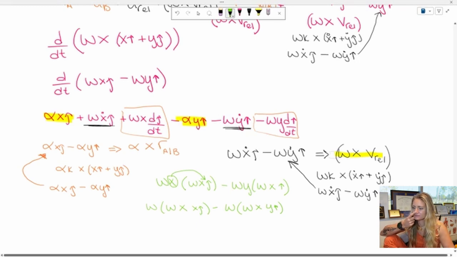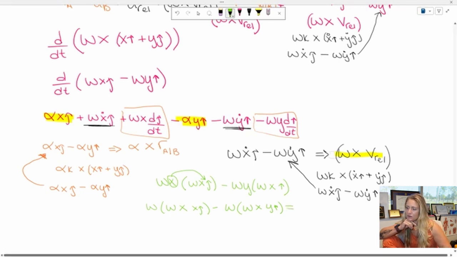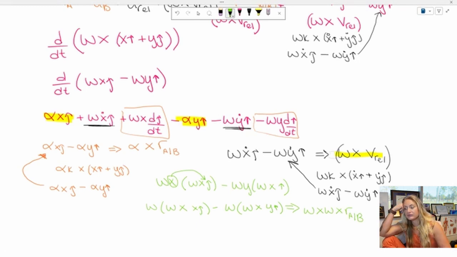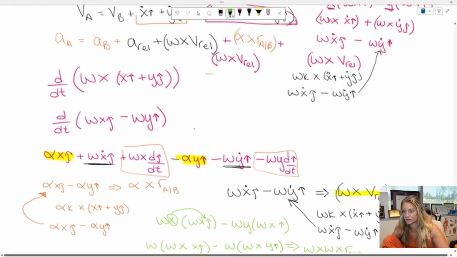And then, do I want to substitute them in? Sure, you can if you want, or you can leave them separate, it doesn't matter. But this is going to be equivalent to omega cross RA with respect to B. And the same thing like we did in planar before, if you are in two dimensions, you can say that this is omega squared RA with respect to B. This is our last term that we have to add to this ridiculous equation.